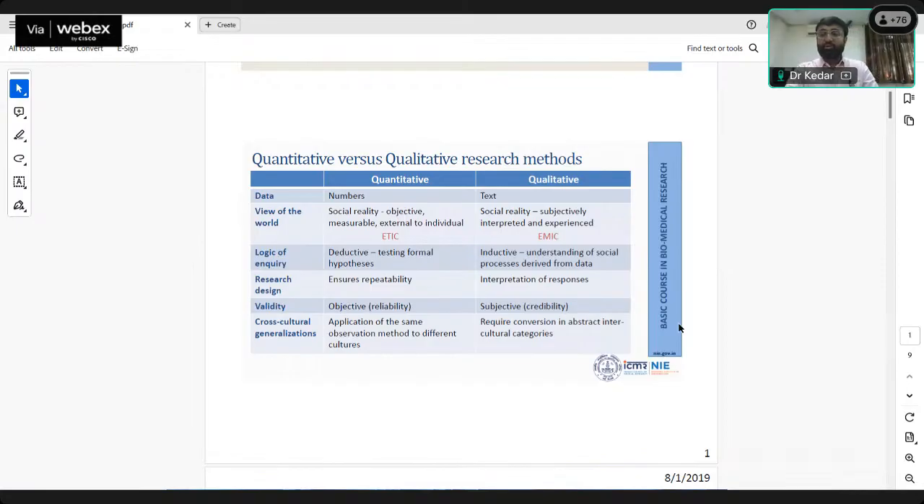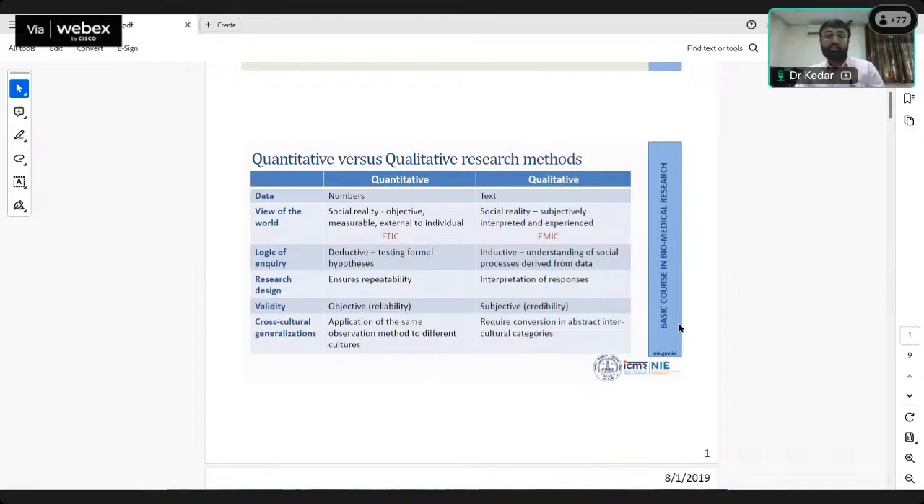Good afternoon, everyone. I'm going to talk about, in the next 15 minutes, qualitative research methods. Firstly, we are starting with the important difference between quantitative and qualitative research methods. As we can see, in quantitative the data is in numbers, whereas in qualitative, the data we collect is in the form of text.